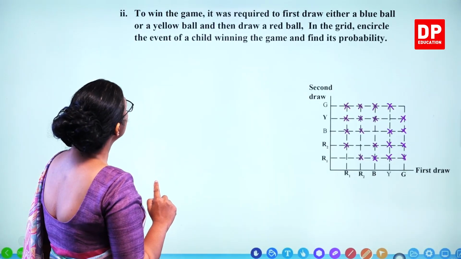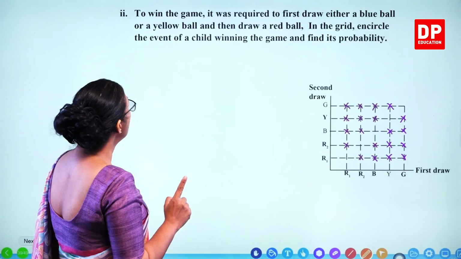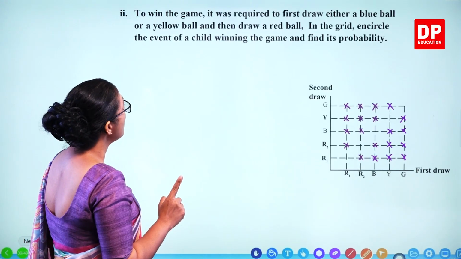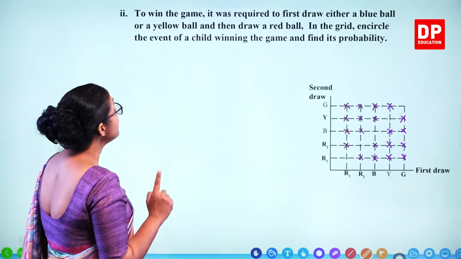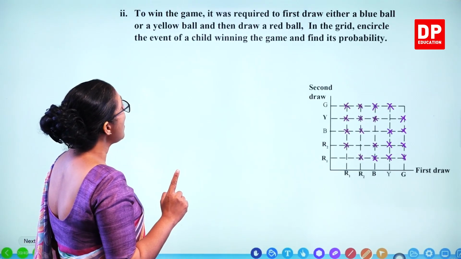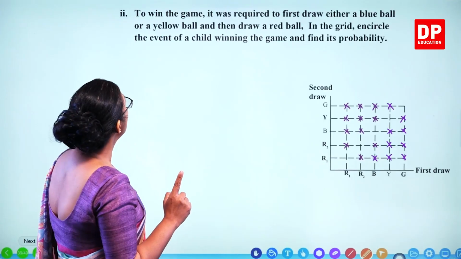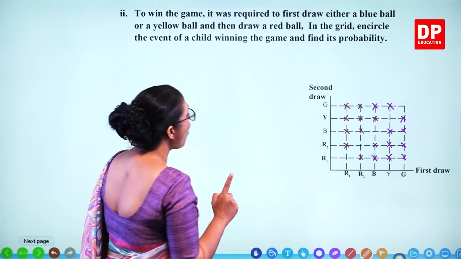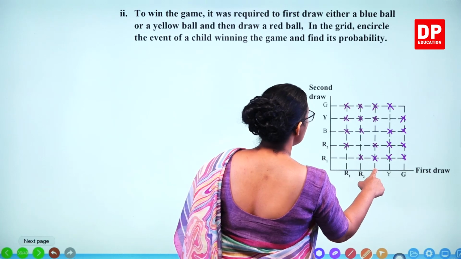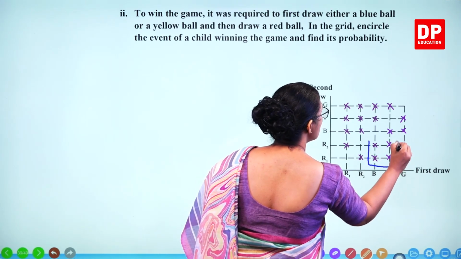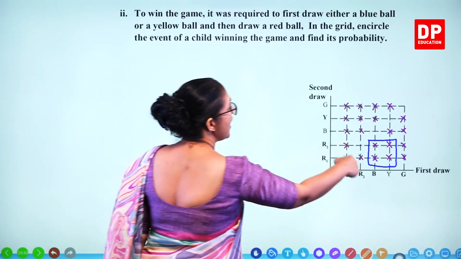Now the next part, to win the game, it was required to first draw either a blue ball or a yellow ball and then draw a red ball. In the grid, encircle the event of a child winning the game and find its probability. Blue ball or yellow, but the second one should be red. So this should be the appropriate region.